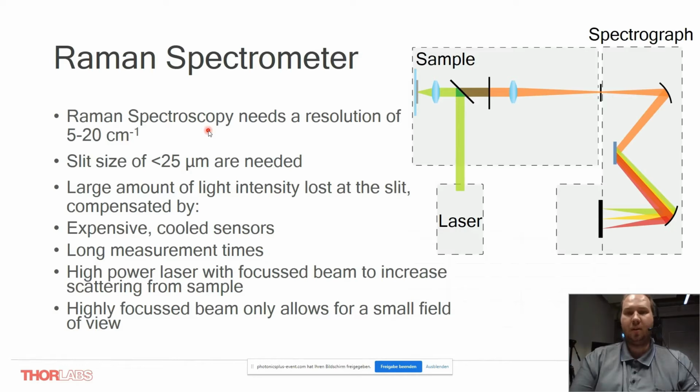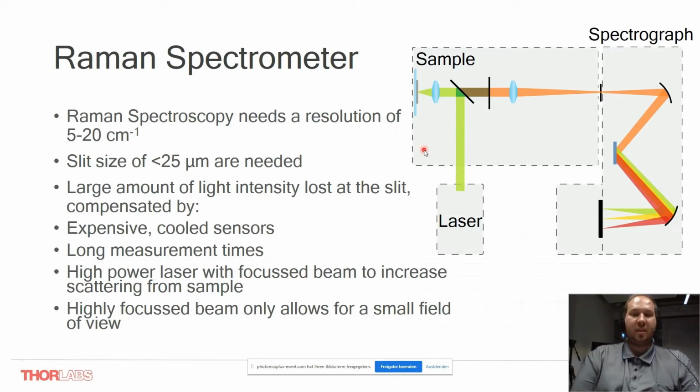centimeters to the -1. And the general rule is the smaller your entrance slit of your spectrograph, the better your spectral resolution. So typically you will see slit sizes of 25 microns and less. What this means is that you lose a large amount of light intensity at this slit, and you need to compensate for that. You have several ways to do that, and typically what you see is that expensive cooled CCD sensors are used, long measurement times for averaging, or high power lasers are focused onto very small spots here to increase the scattering from the sample.